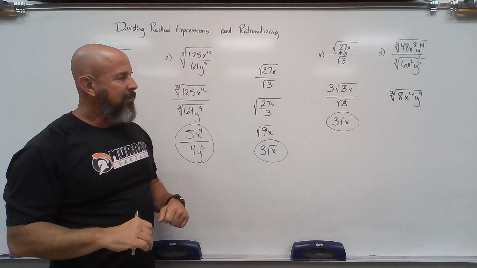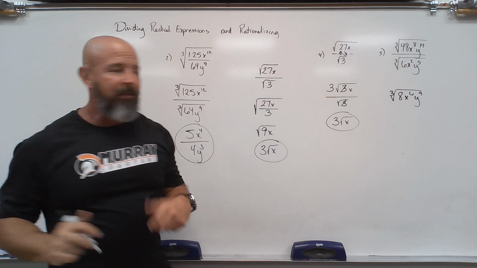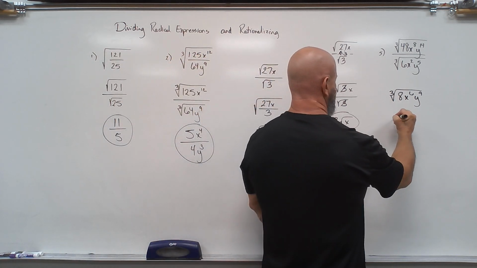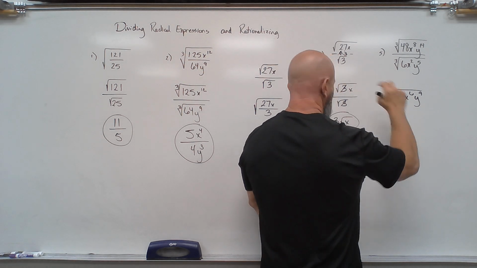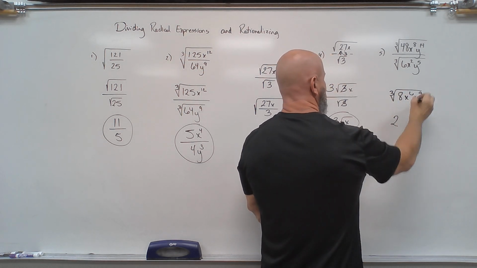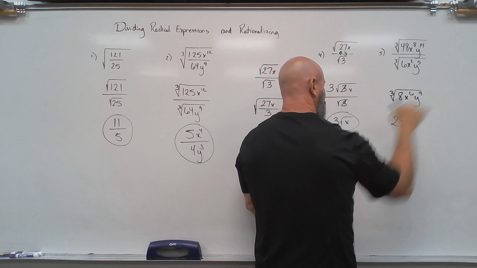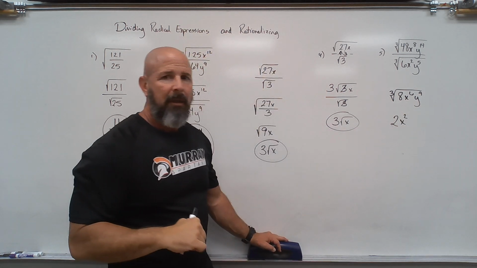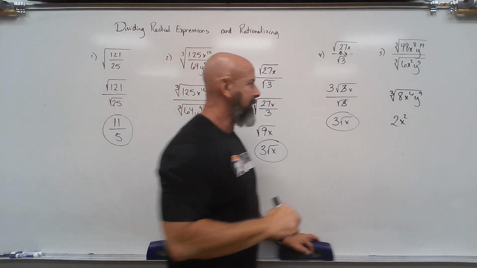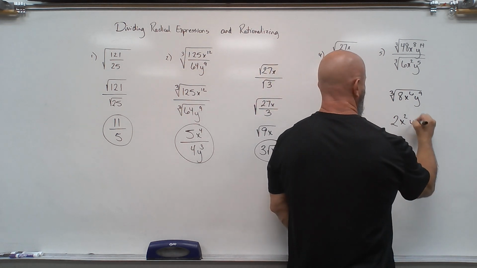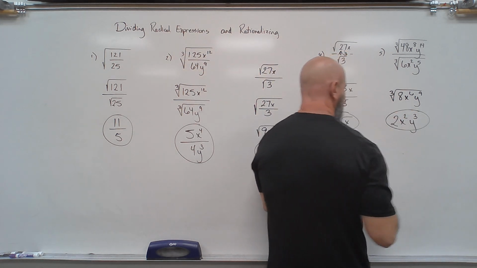Now I can look at this. Cube root of 8. Cube root of 8 is 2. Cube root x to the 6th. 3 goes into 6 twice. No x is left over. Cube root of y to the 9th. 3 goes into 9 3 times. No y is left over.